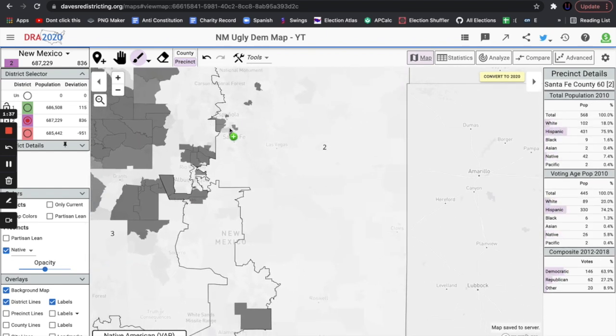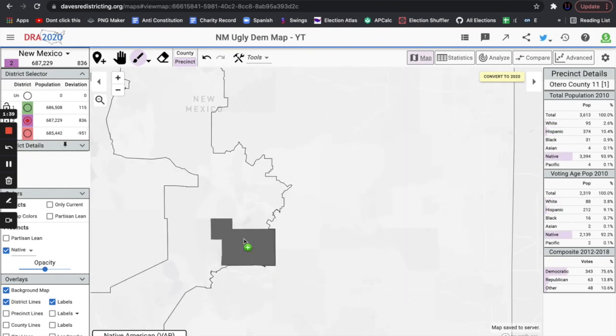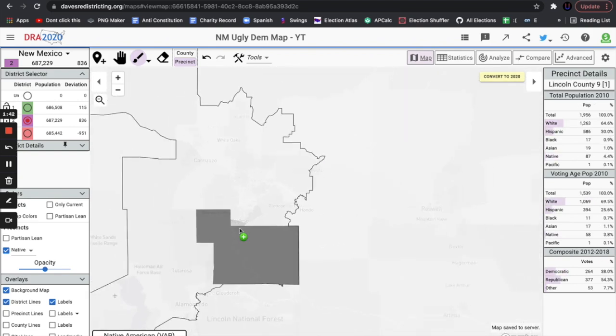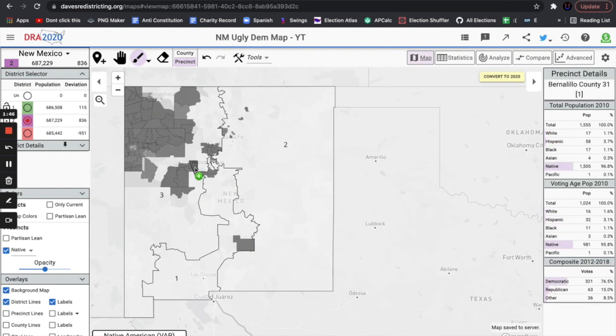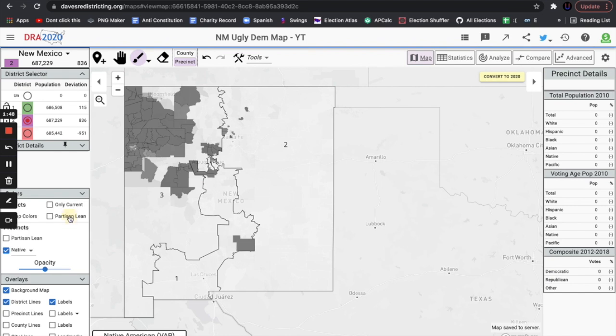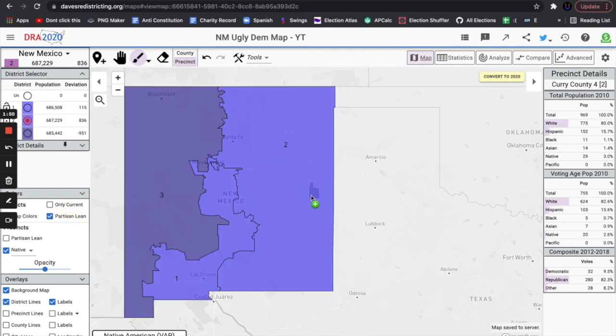Then you have some over here that are all in this district. Then you have this Otero County native reservation that I kept in this district. So they were not separated. The closest call is right here, but these are 2 native reservations that just happen to be right next to each other. So this is a map that the Democrats could pass.